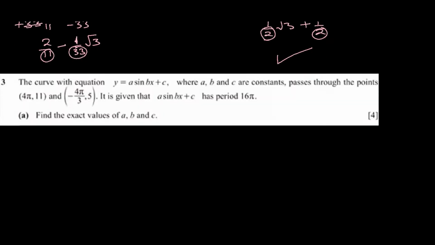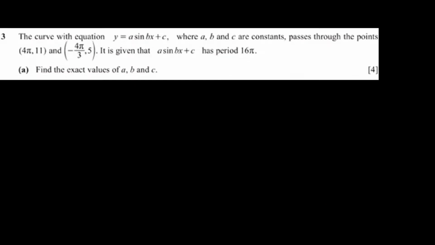Question 3. The curve with equation this, where A, B, C are constants, passes through these 2 points. It is given that this A sine bx, exactly the same one, has a period of 16 pi. What is the value of A, B, and C? That's what they're asking. Okay, so straight away we can find the value of B first.